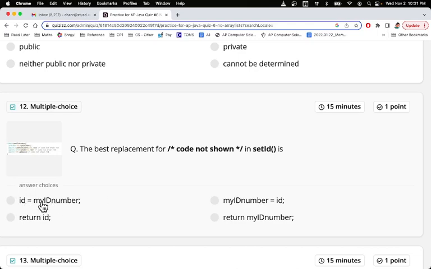Although this is legal, my ID number, storing it in ID, a local variable, doesn't do anything. As soon as that constructor or that setter is done executing, ID disappears. So it gets stored nowhere, right? It disappears. This is the proper answer: my ID equals ID for a set ID method.